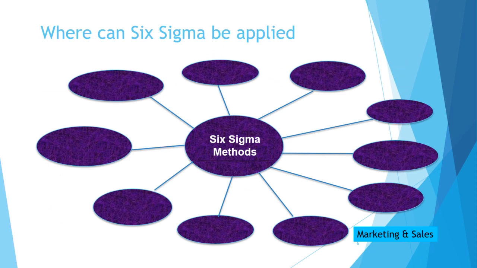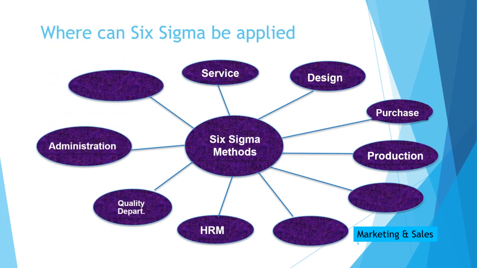So where can we use Six Sigma? Six Sigma can be used in production, it can be in design, in service, in purchase, in human resource, administration, quality, management, marketing and sales, as well as IT. That indicates all over the organization it can be applied.